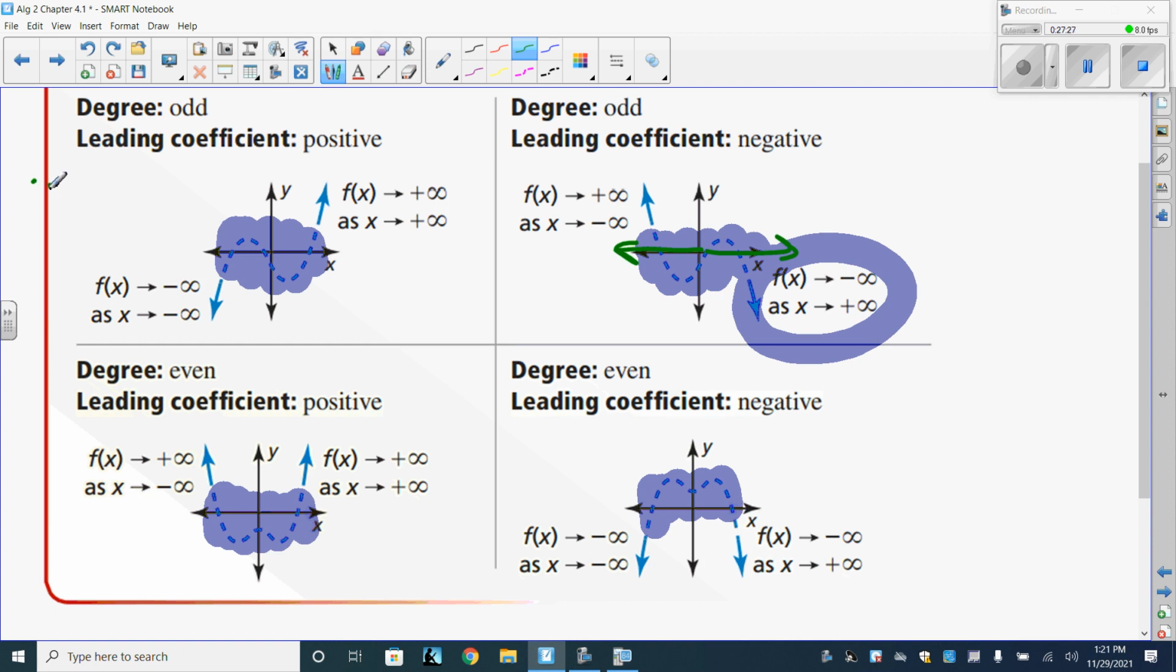For when the degree is even, they're going to end up going in the same direction. So f of x approaches positive infinity as x approaches positive infinity, and f of x approaches positive infinity as x approaches negative infinity. And lastly, f of x approaches negative infinity as x approaches positive infinity, and f of x approaches negative infinity as x approaches negative infinity. With any of these, if the degree is even, the end behavior is going to go in the same direction. If it's odd, it's going to go in opposite directions.